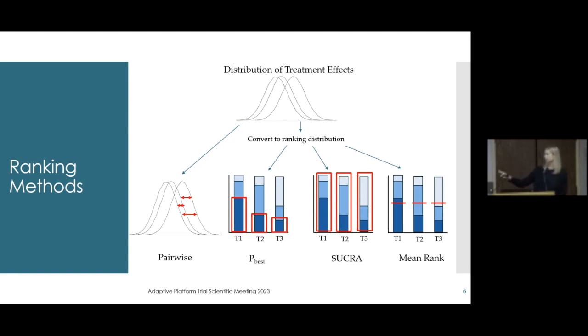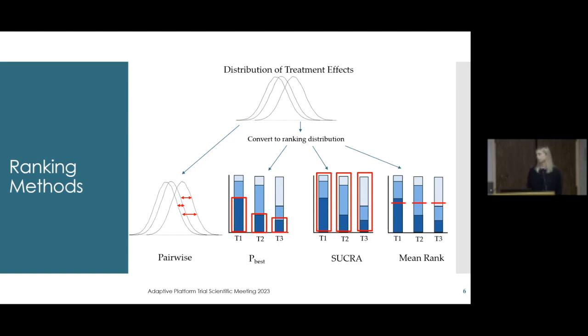So the other 3 methods here take the posterior distribution of treatment effects and convert it to a ranking distribution. As I mentioned, p-best only looks at the... these bar graphs represent the ranking distribution. This dark blue area is the proportion of times that treatment is ranked first. The lighter blue area on top is the proportion of times that treatment is ranked second, and so on. So as I previously mentioned, p-best only looks at the proportion of times that each treatment is ranked first, and it doesn't take into account the rest of that ranking distribution. So this is the problem that we are looking to address by looking at alternative methods.